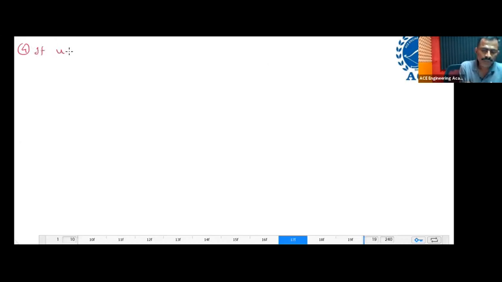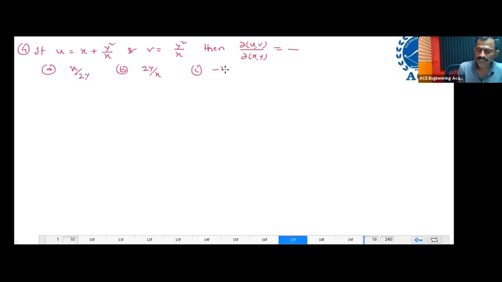If u equal to x plus y square by x and v equal to y square by x, then dou of u comma v by dou of x comma y is: Option A, x by 2y. Option B, 2y by x. Option C, minus x by 2y. Option D, minus 2y by x.